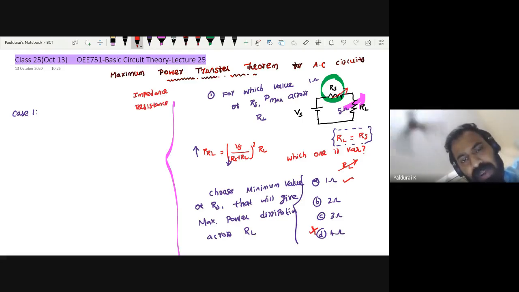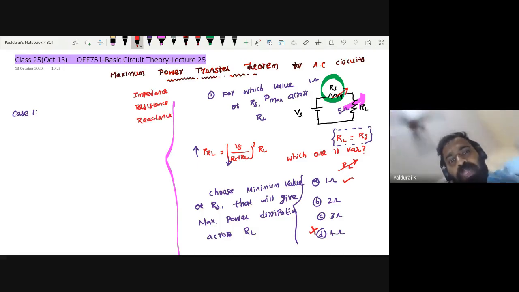And what do you mean by reactance? Anyone? All are, the unit is ohm, but what is the difference between impedance, resistance, reactance? Impedance is denoted by Z, resistance is the real part R, reactance is the imaginary part XL or XC.